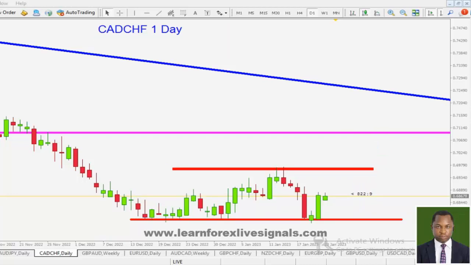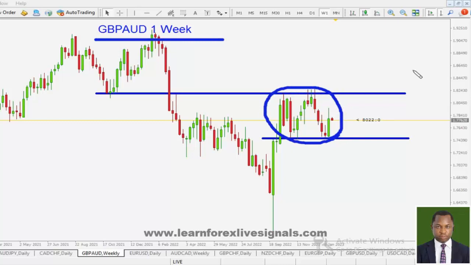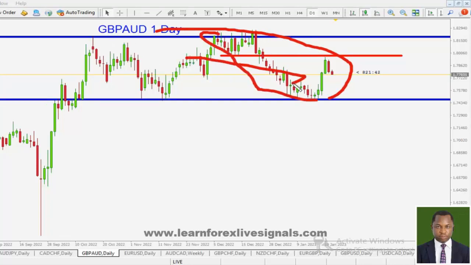Well, let's take one more pair, the sterling pound against the Australian dollar. Here again in the weekly time frame, range upon range, you can see that. Sideways bias. No clear direction for several weeks, even months right there. In the daily time frame, well, this is really sad. That is very bad price action.